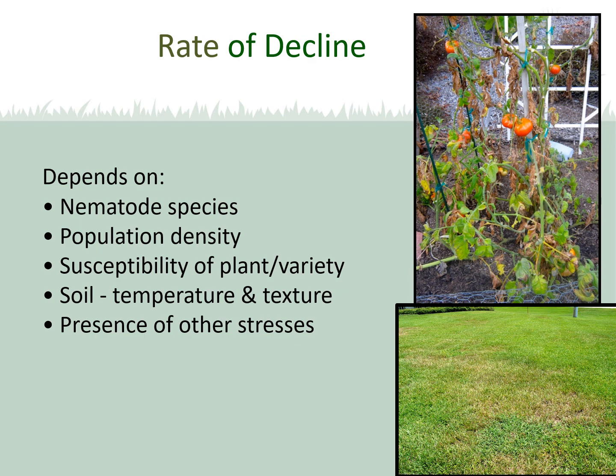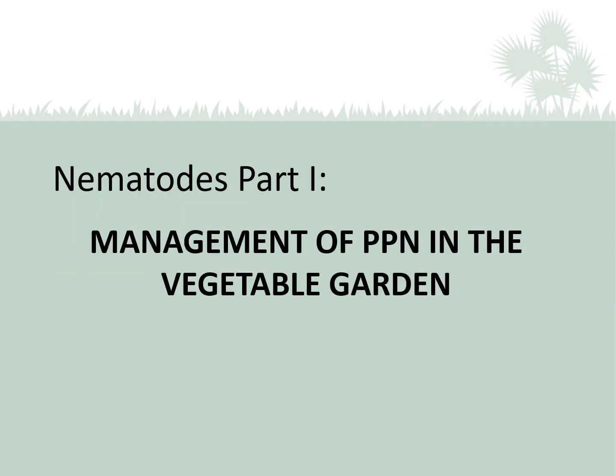The rate of decline depends upon the species of nematode, how many there are, the population density, the susceptibility of a plant species or variety, the soil temperature and texture, and the presence of other stresses. So now let's go to part 1 of management of PPN in the vegetable garden.